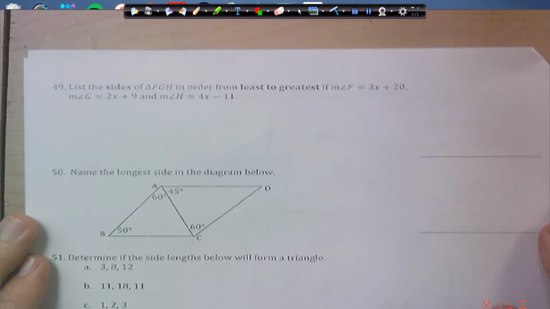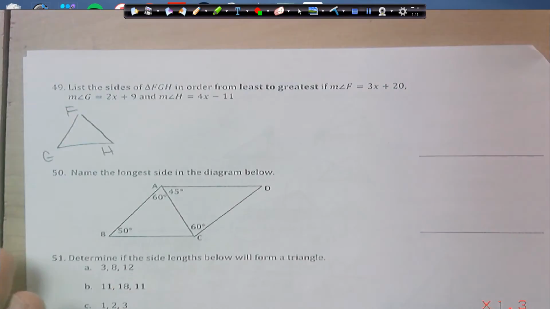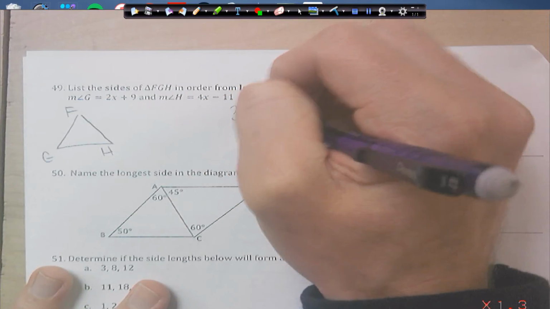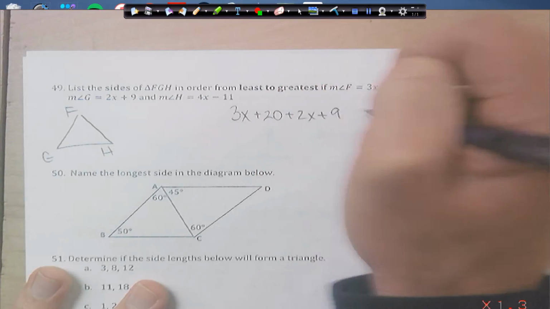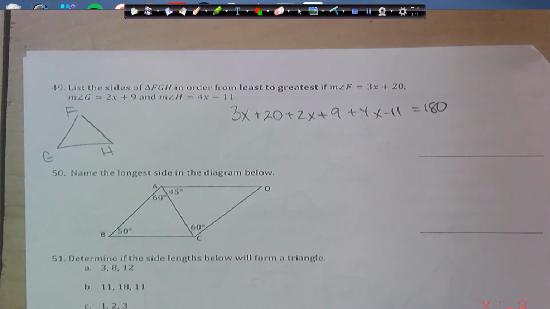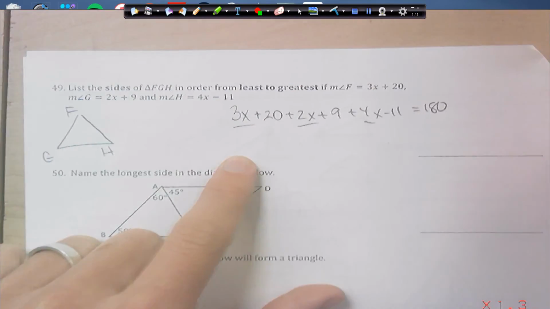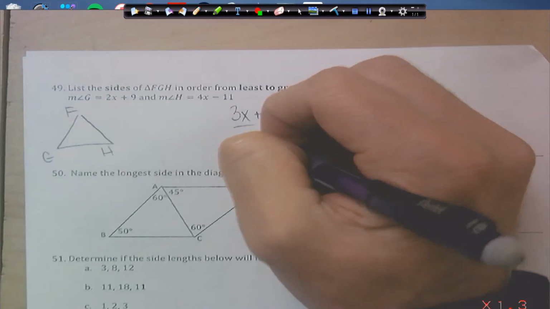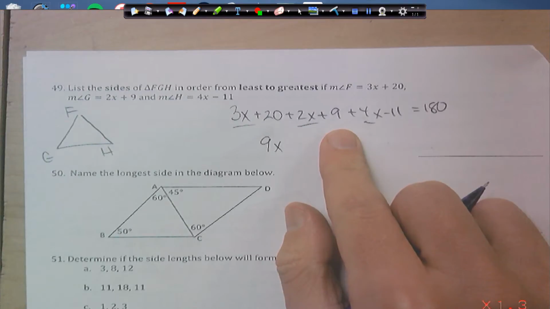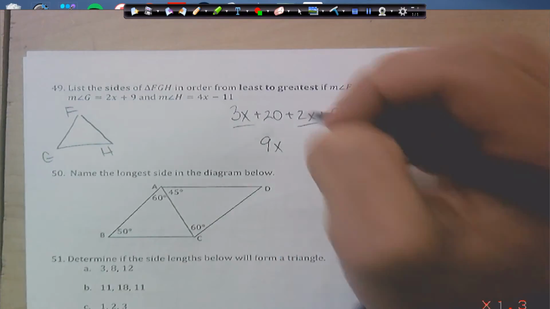So here we're doing the same problem. This time we have all the angles, so we can go ahead and draw our triangle GFH. We know angles always add to 180 in a triangle, all three angles. We're going to get 3x plus 20 plus 2x plus 9 plus 4x minus 11 equals 180. Add them up. 4x, 3x, 2x, that's going to give me 9x. 20 plus 9 is 29, minus 11, 18.